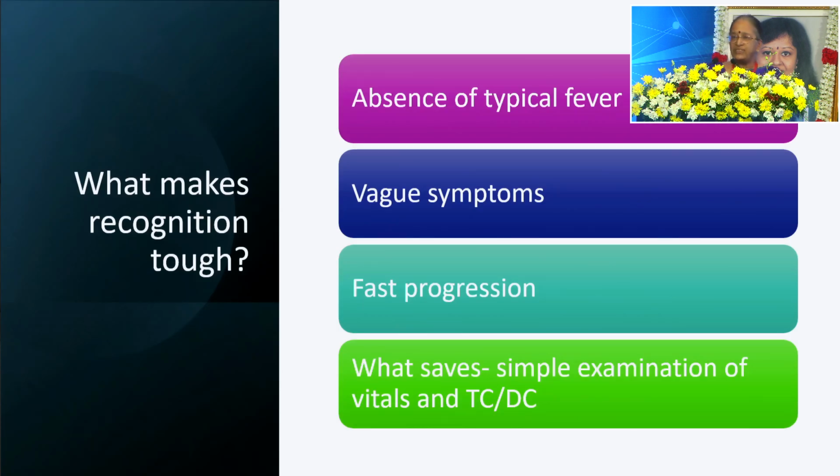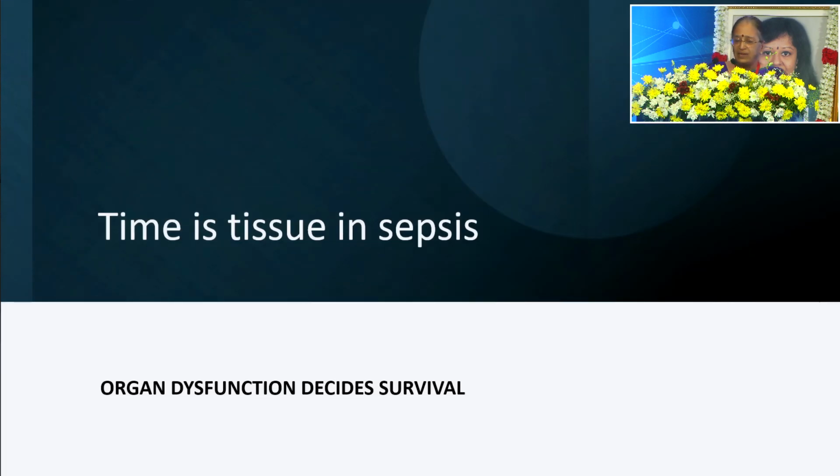So what makes recognition difficult? The absence of a typical fever, the presence of vague symptoms, the fast progression. But always remember what saves us as doctors in making the right diagnosis is just examination of the pulse and BP, which we forget to do in many patients, and one simple investigation, which is the total count and the differential count. Time is tissue in sepsis. The more you delay, the more tissue is destroyed.